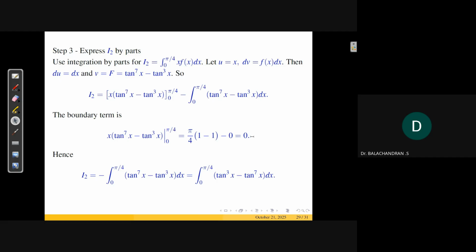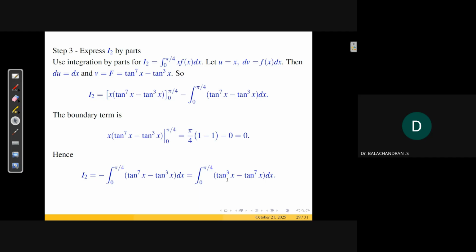0. Next I2 is equal to minus integral 0 to pi by 4 tan power 7x minus tan cube x dx. So multiply by just minus 1, we'll get integral 0 to pi by 4 tan cube x minus tan power 7x dx. Now I am going to evaluate this integral using substitution.